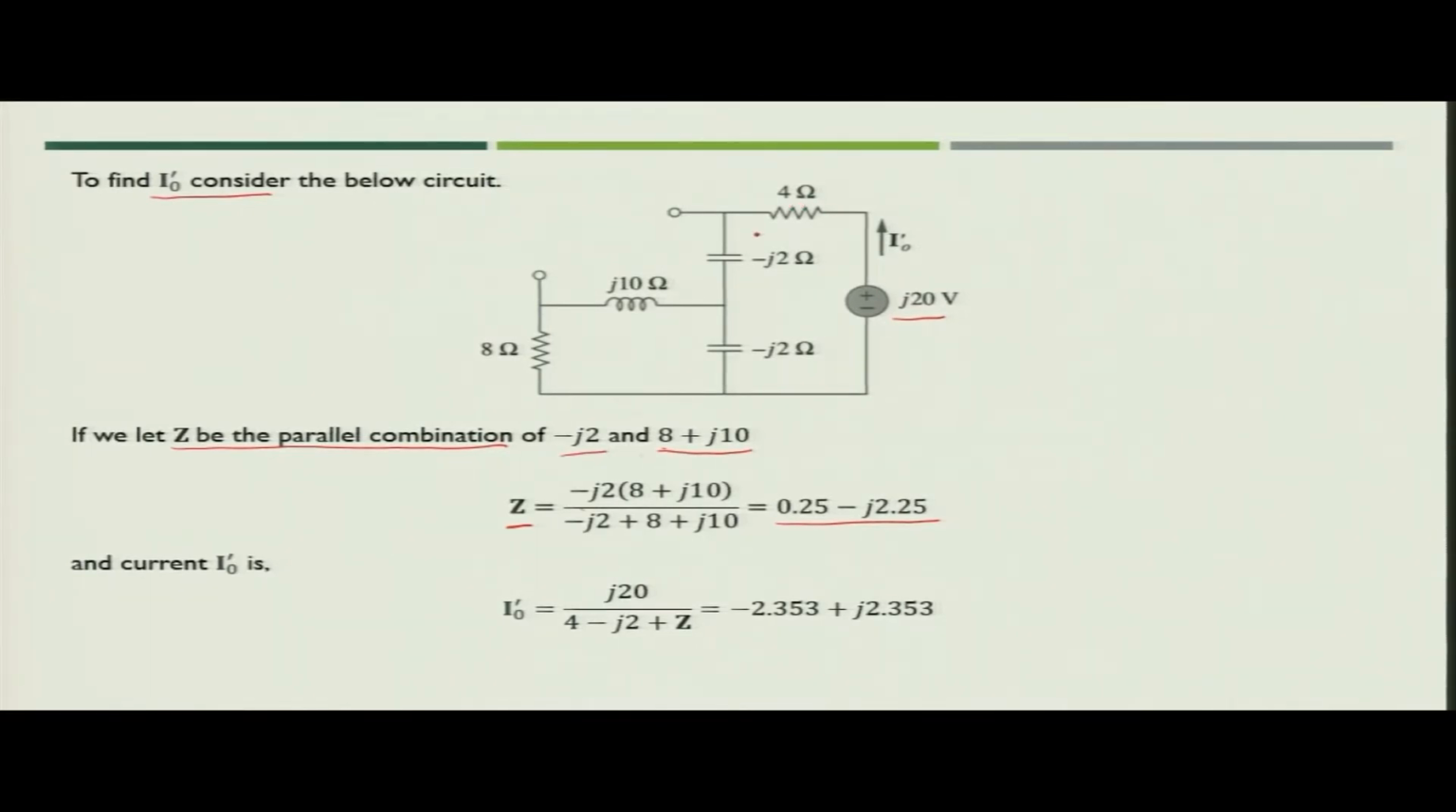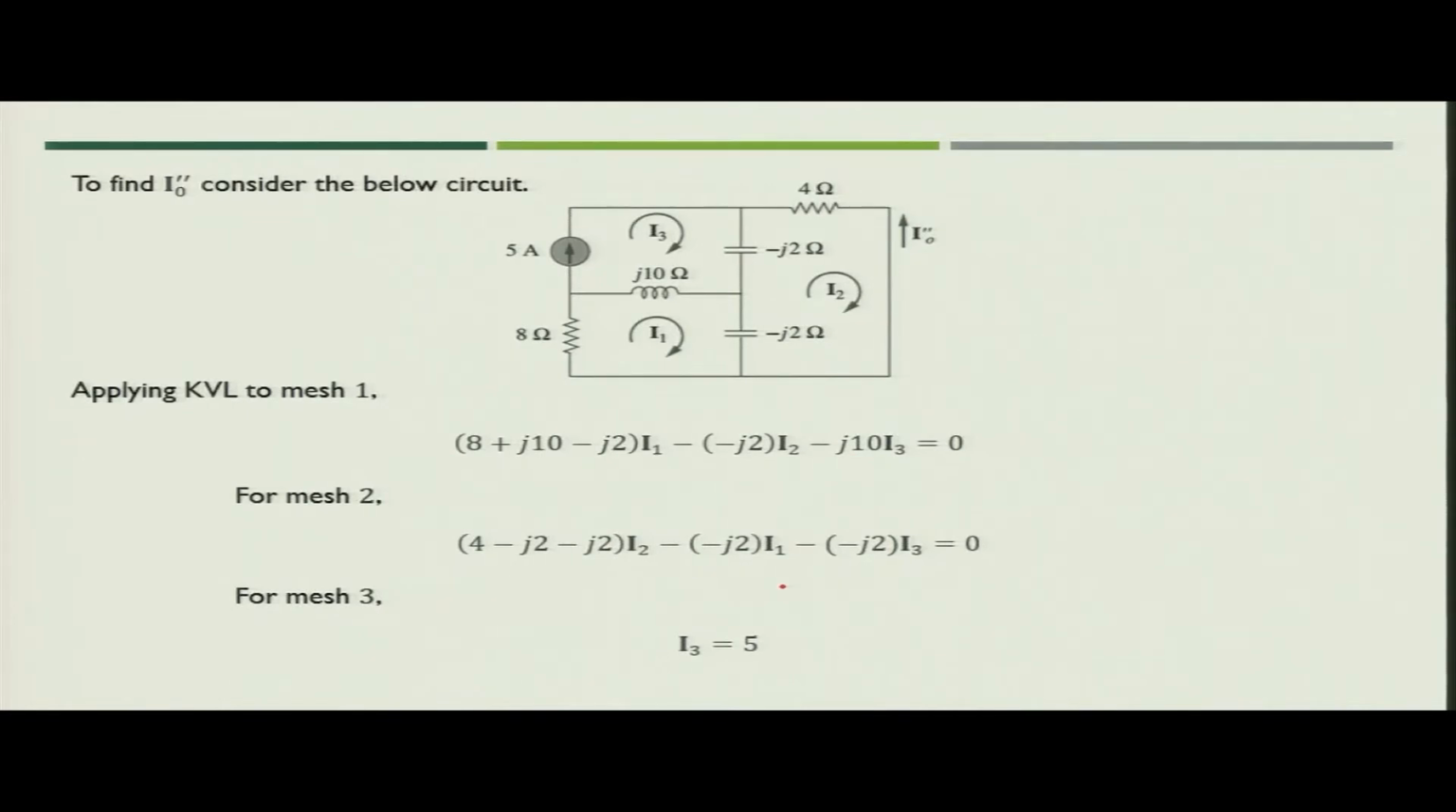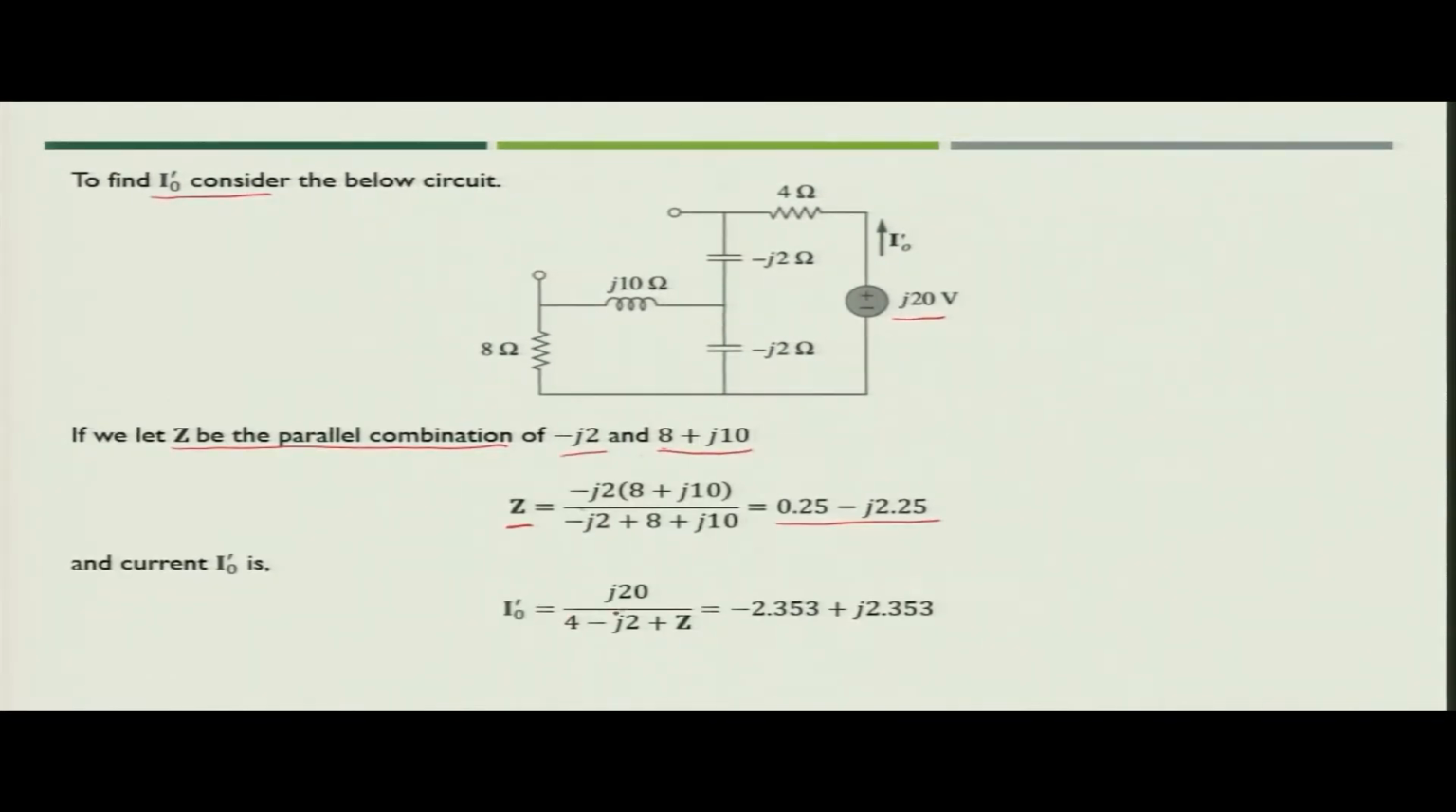Now, the value of I naught dash you can calculate as j20, the voltage source, divided by 4 minus j2 plus the impedance of this particular section, which is Z, which we just calculated. So, I naught dash is nothing but j20 divided by 4 minus j2 plus, in place of Z, 0.25 minus j2.5, and when you simplify, I naught dash you will get as minus 2.353 plus j2.353.